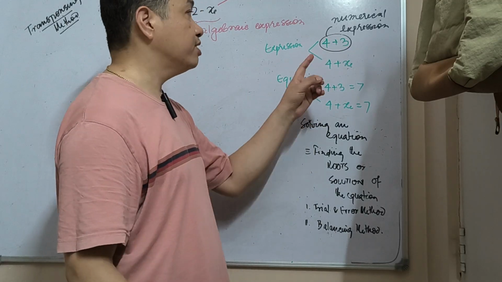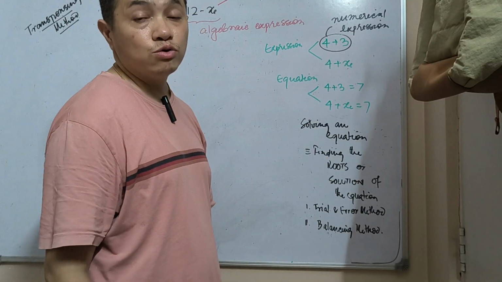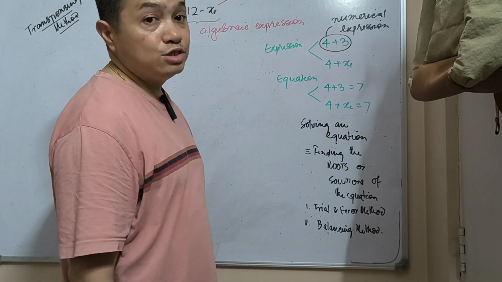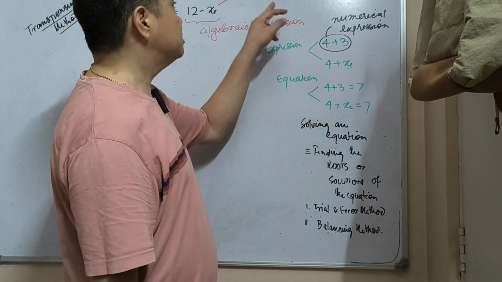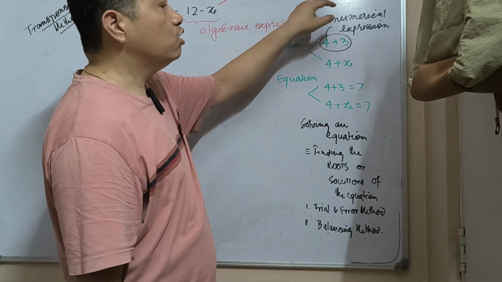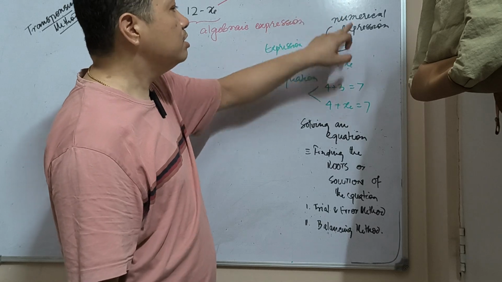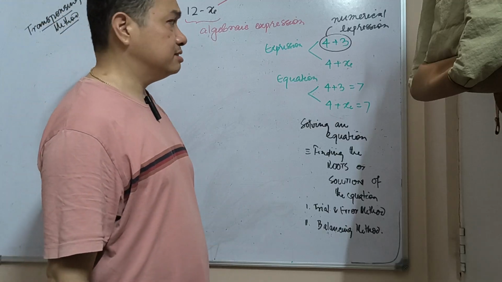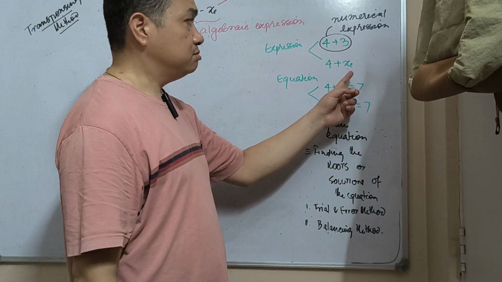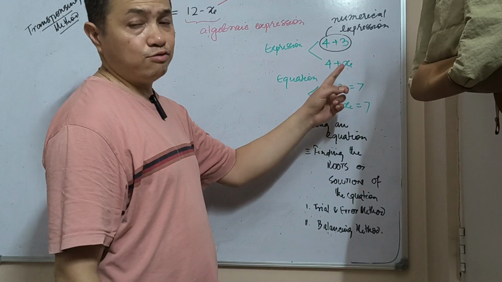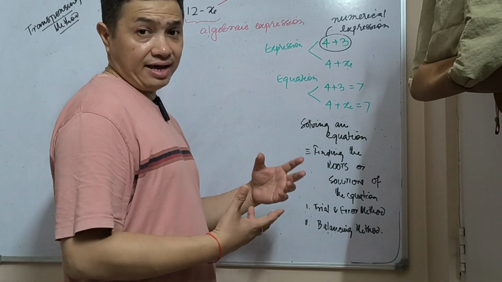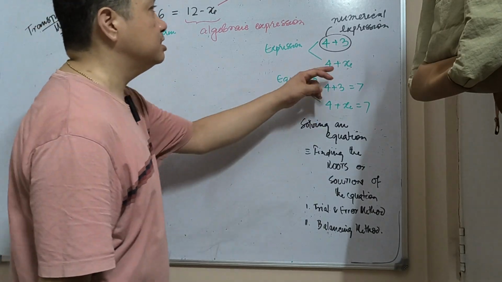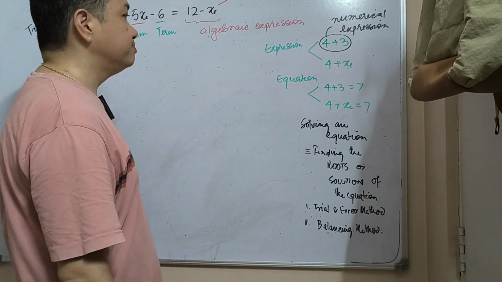But if you write 4 plus x, where we do not know the value of x, then this is known as an algebraic expression because it contains a literal number, a generalized number, or a variable. x is a variable, x is a literal number, or x is a generalized number. We do not know the value of x. So this kind of expression, 4 plus x, 4 multiplied by x, 4 minus x, or 4 divided by x, is an algebraic expression because it contains a variable or a literal number.